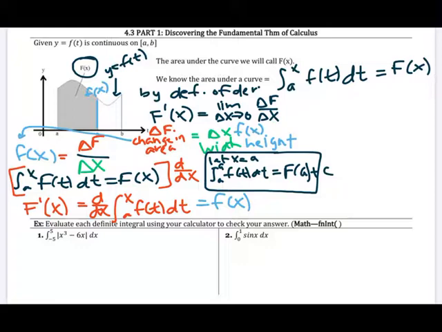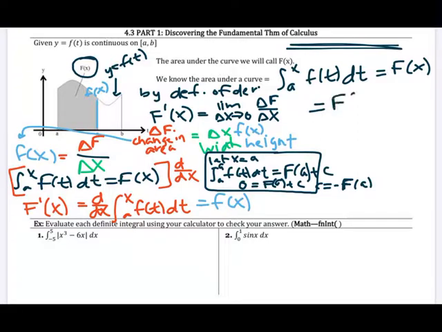We're not moving left, we're not moving right. So that area is going to be 0. So that means that 0 equals capital F of a plus c, which means that c is going to equal negative capital F of a. So going back up to this original statement up top, the integral from a to x of f of t dt is going to be capital F of x plus c. But we now know what that c is. That c is negative capital F of a.